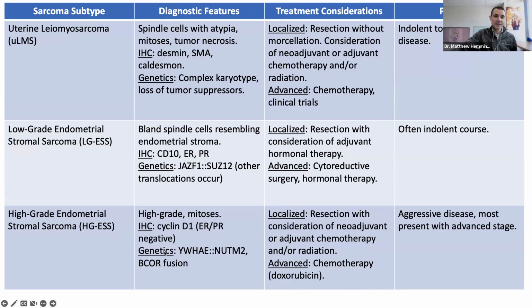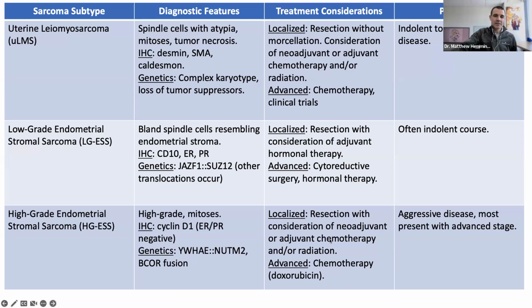And then the genetics is also driven by an abnormal translocation. The two common families are the YWHAE gene fusing to the NUTM2 gene, or other fusions involving BCOR. And again, these generate an abnormal gene that nature never intended that more aggressively drives these cells to grow and form cancers.